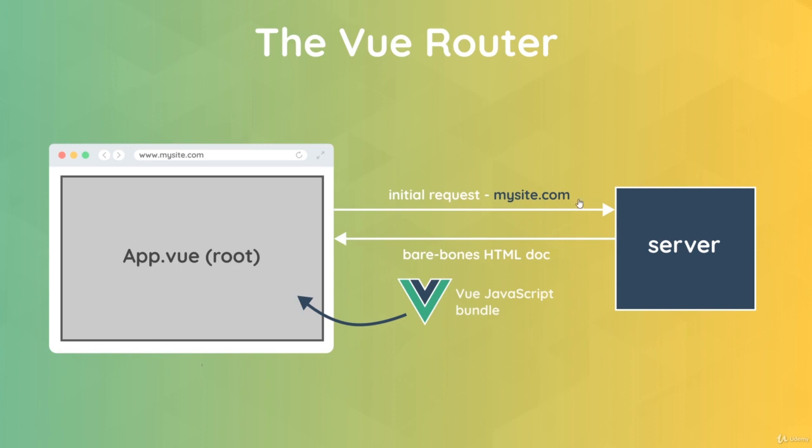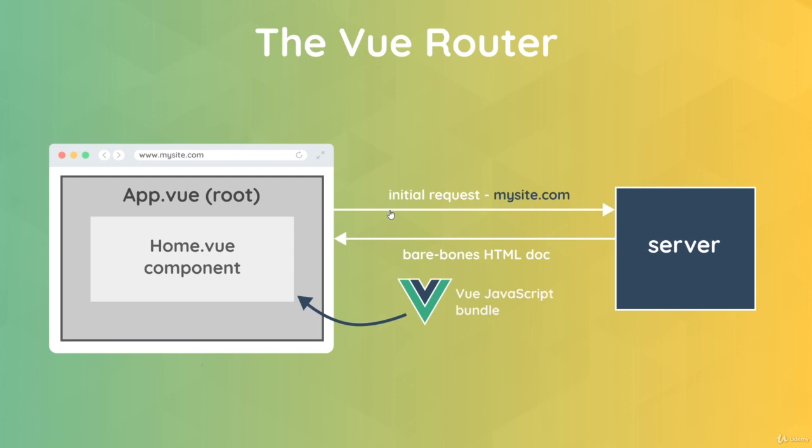For example, in this case, it will see the base route just / because we've just gone to mysite.com. And in that case, it might nest a home component inside the root app component. Now, if our initial request to the server was something else like /contact, instead it would nest a contact component inside the browser initially instead.